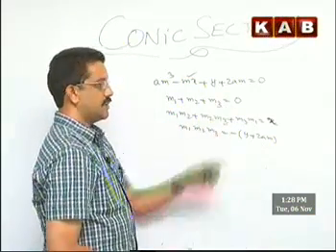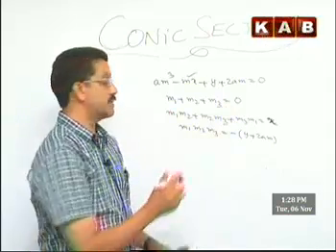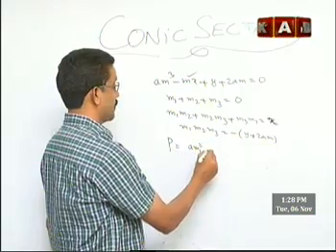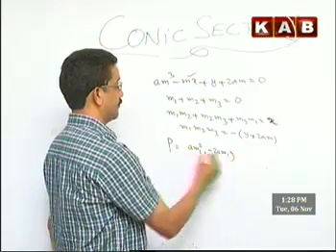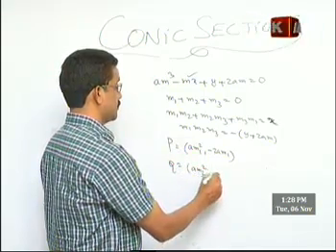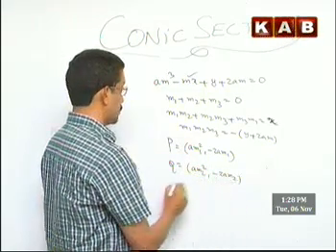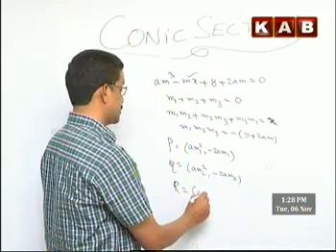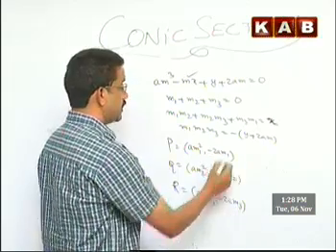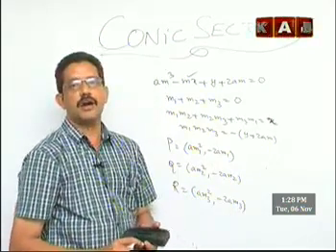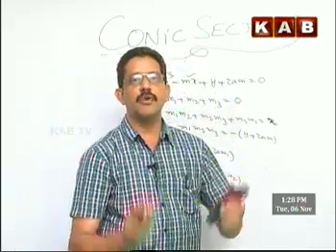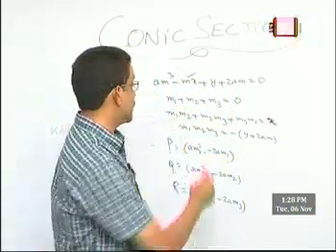Now what are the feet of the normals? First point is am1 square, minus 2am1. Second point is am2 square, minus 2am2. Third point is am3 square, minus 2am3. And he is asking us the sum of the ordinates. Ordinates means he is asking us to add y coordinates only. Let us add y coordinates.